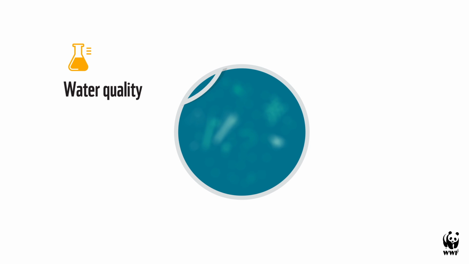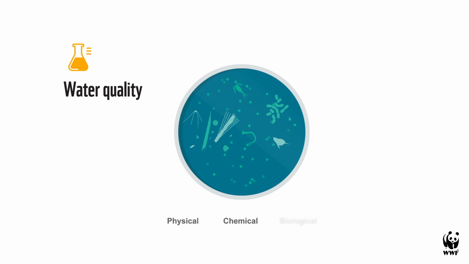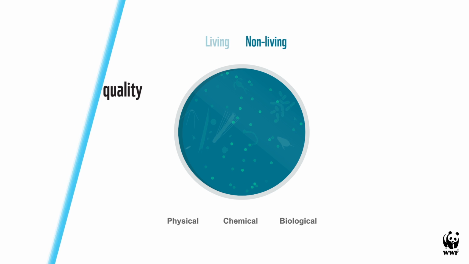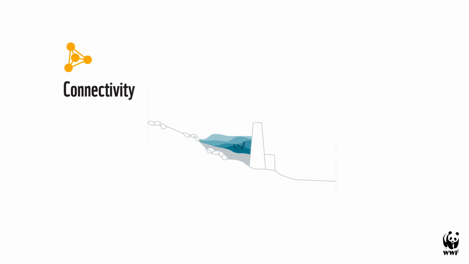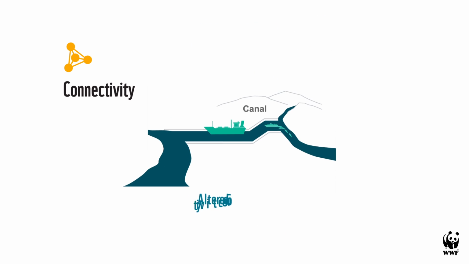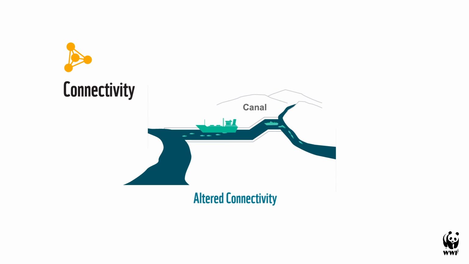Water quality describes the physical, chemical, and biological makeup of the water. It's a measure of the living and non-living elements present in a watercourse. Connectivity refers to the movement of organisms, energy, and matter through a river system. It is intimately linked with impacts that natural and man-made barriers have on a river system.